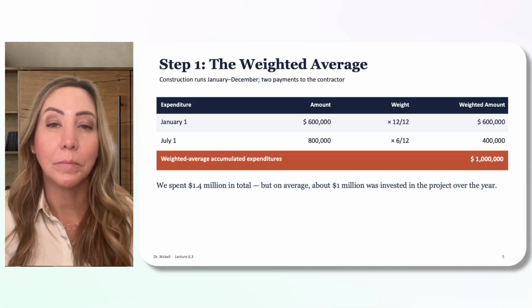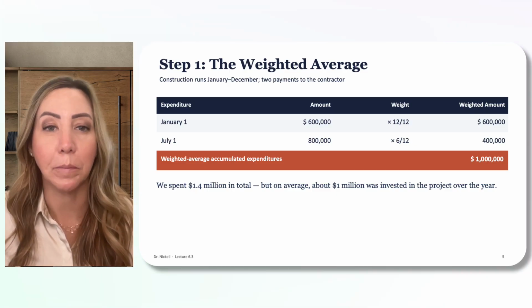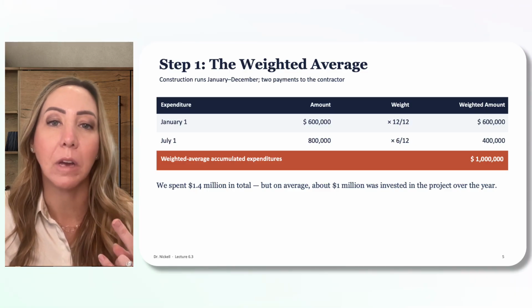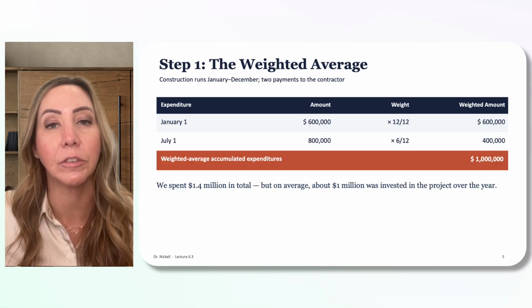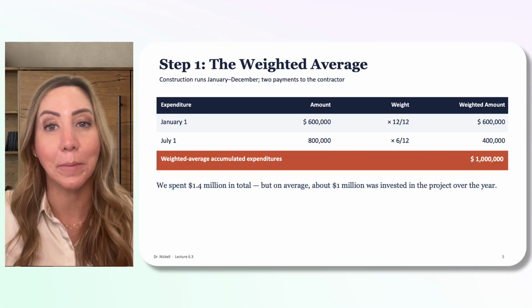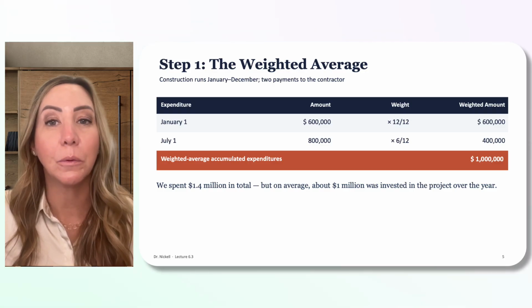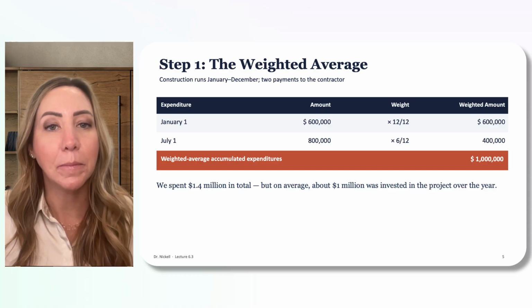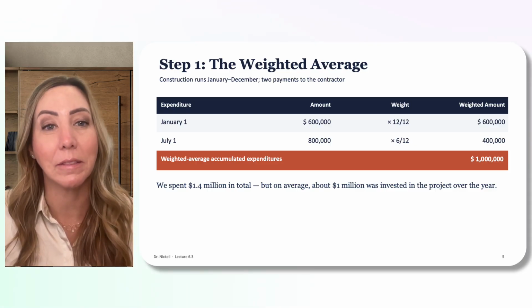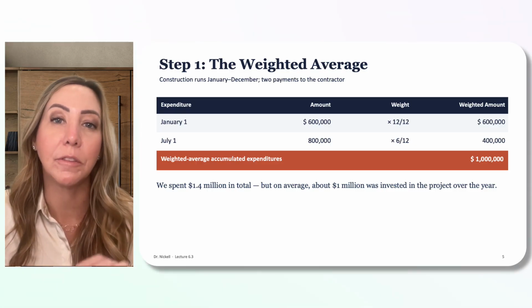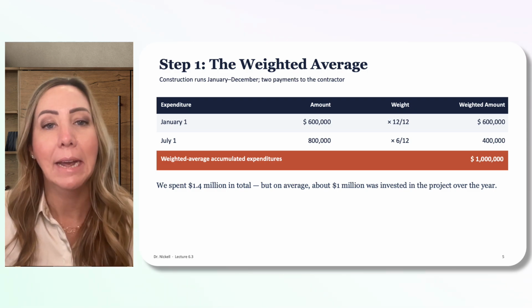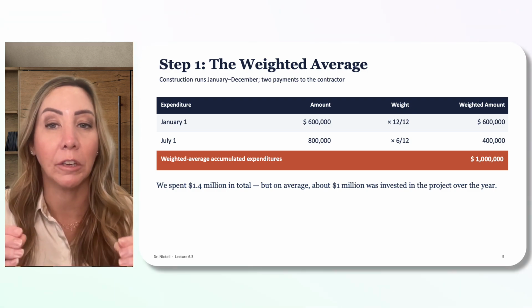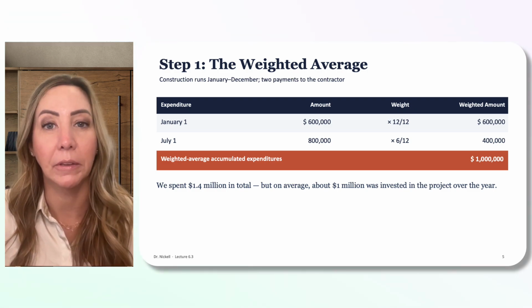Let's look at an example. Suppose construction on a new warehouse runs the full year, January through December. The company makes 2 payments to its contractor, $600,000 on January 1st and $800,000 on July 1st. The January payment was tied up in the project for all 12 months, so it's weighted at 12/12, the full $600,000. The July payment, though, was only tied up for 6 months, so it's weighted at 6/12, or a half, $400,000. Add them together and the weighted average accumulated expenditures are $1 million.